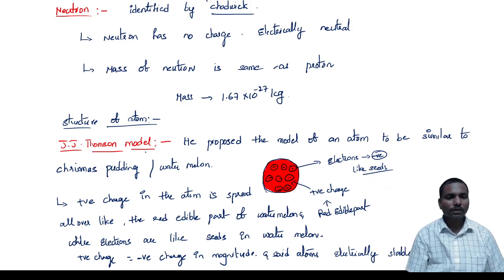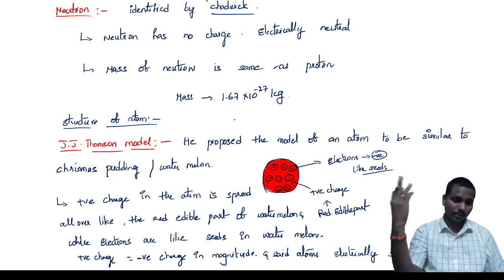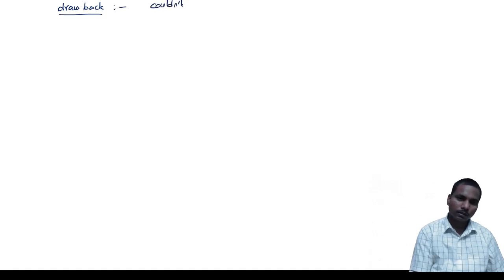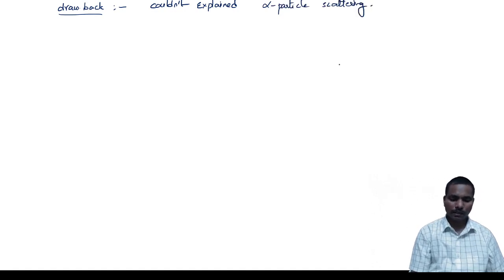Okay, and the drawback of this J.J. Thomson model is that it does not explain the alpha particle scattering. Okay, that alpha particle scattering is given by the scientist Rutherford. So note down the drawback: it could not explain alpha particle scattering. It is overcome by the scientist Rutherford model. Okay, so note down Rutherford model.